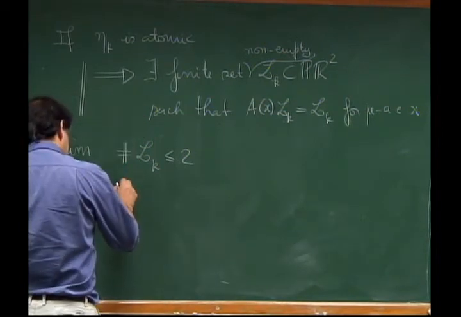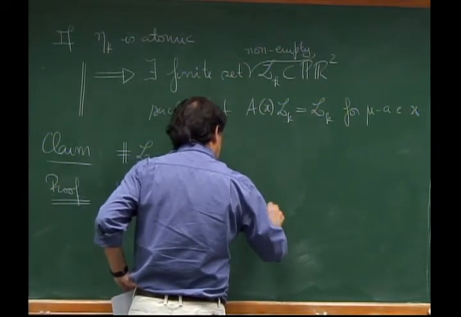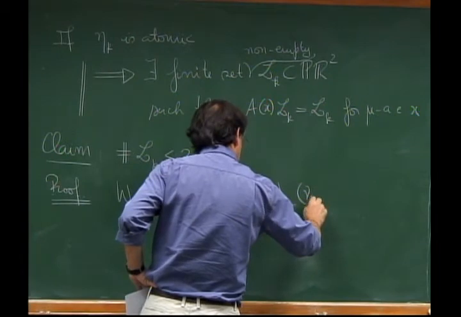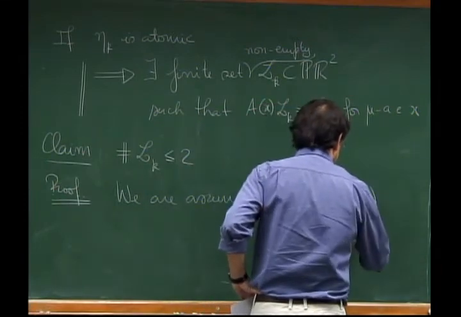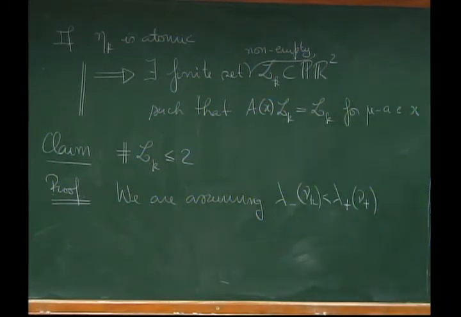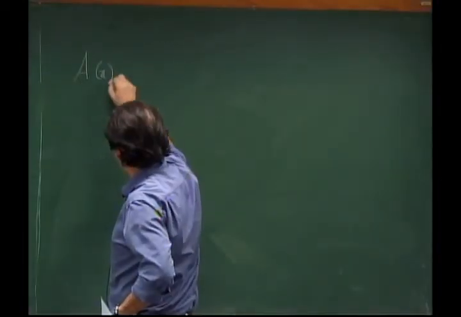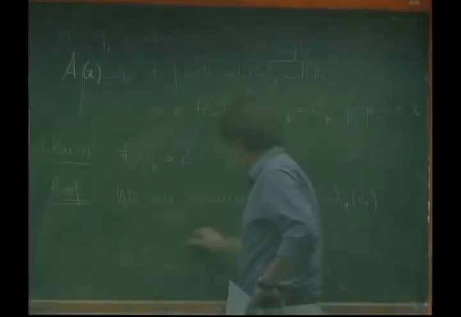We are assuming that lambda minus is smaller than lambda plus. So there are two different rates of growth. So now let us ask ourselves what matrices A of x could be. What kind of matrices? And we are in 2 dimensions. In 2 dimensions, we have 4 types of matrices.